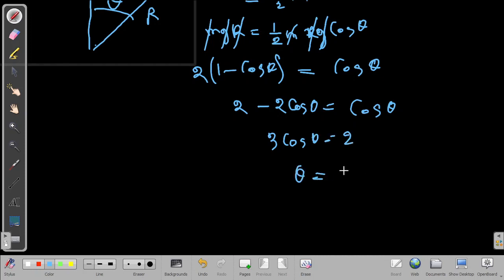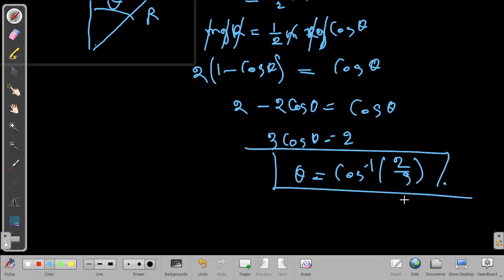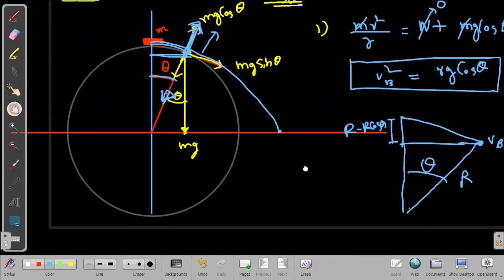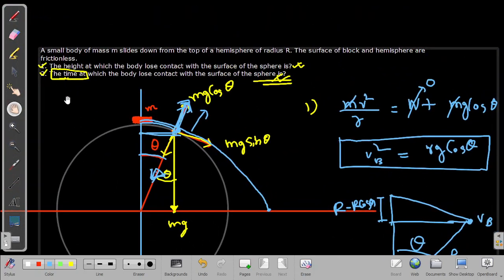So theta is equal to cos inverse 2 by 3. That will be the final answer, okay. That is the angular displacement of the particular object when it will break off from the ground, okay. Now let us move to our second problem.